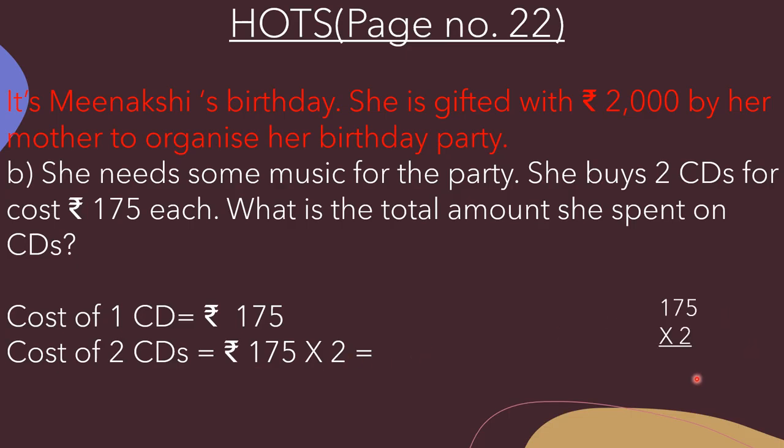Here at the side we will multiply. 2 fives are 10. So here we will write 0 and 1 will be carried over. Now 2 sevens are 14, 14 plus 1 is 15. So here we will write 5 and 1 will be carried over. Now 2 ones are 2, 2 plus 1 is 3. So what is the cost of 2 CDs? That is equal to rupees 350. Okay beta? So the answer is rupees 350.